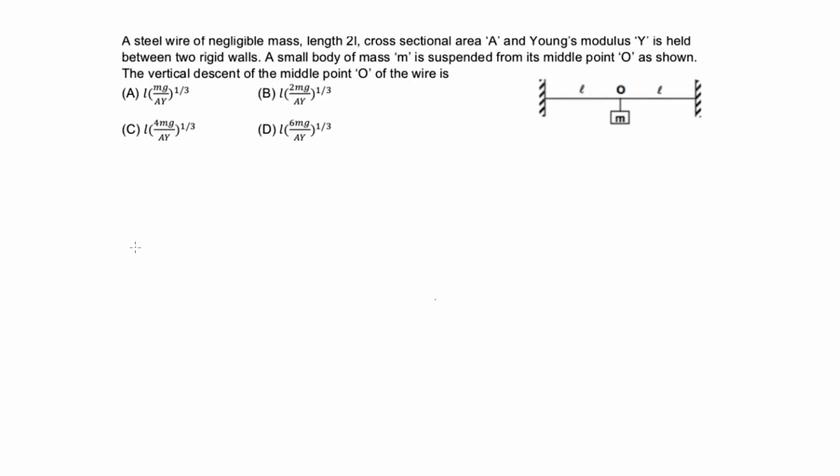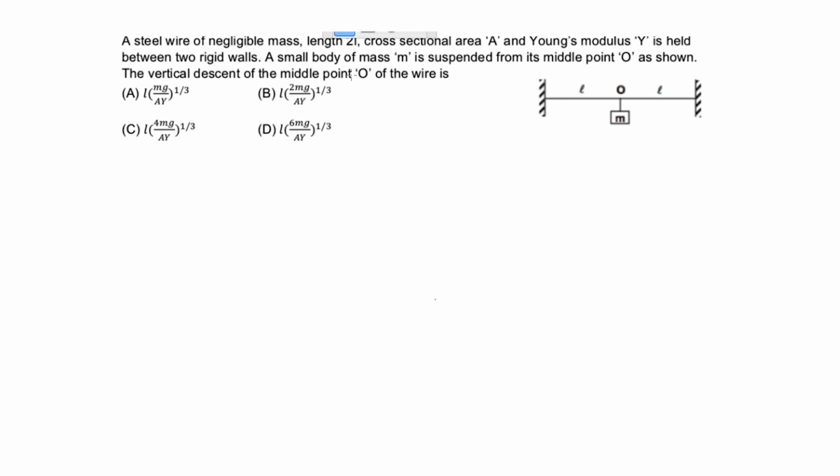Move to the second question. It says a steel wire of negligible mass, length 2L, cross section area A, Young's modulus Y is held between two rigid walls. A small body of mass m is suspended from the middle point. What is the vertical descent of the wire?